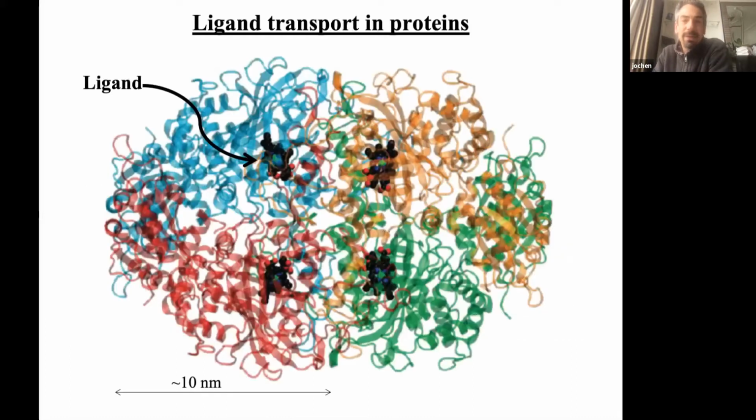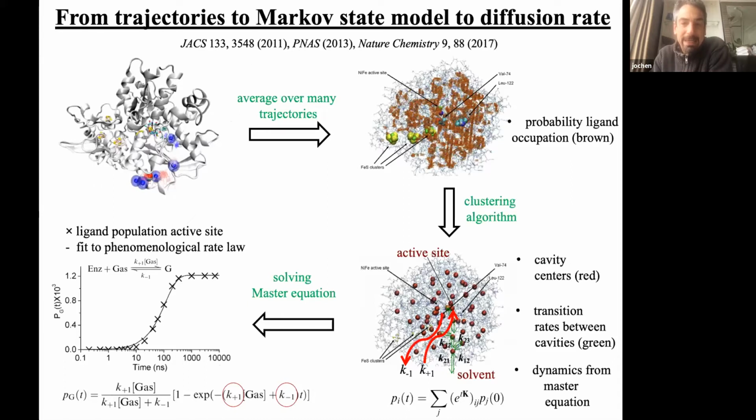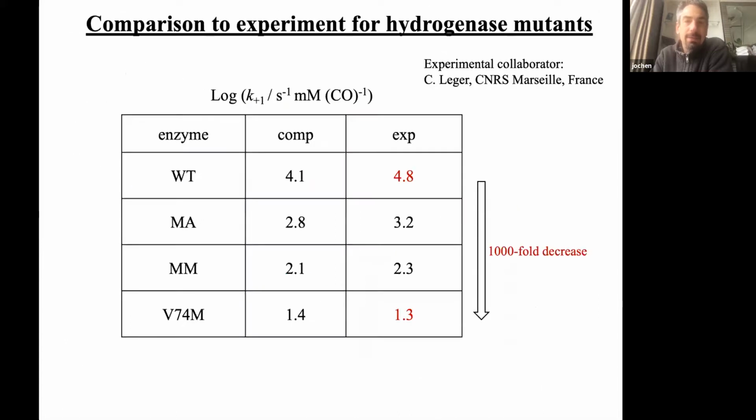The third one is on ligand transport in proteins. Actually, this was the question of how ligands actually go to the active site of proteins. And that's quite topical with the coronavirus, of course. We have developed a methodology from trajectories to Markov state models to diffusion rates that allow us to basically know per second how many ligands actually go into that binding site. This is just an animation. And this was also a nice comparison with an experimentalist where we looked at a given protein for different mutants. We could reproduce the diffusion rate pretty well.